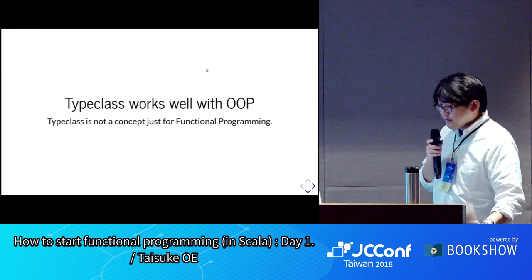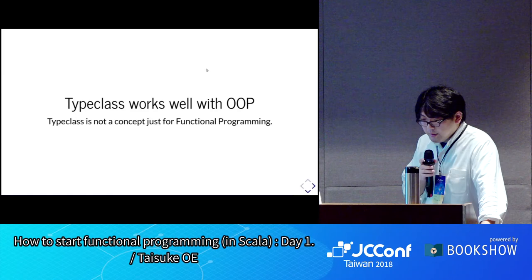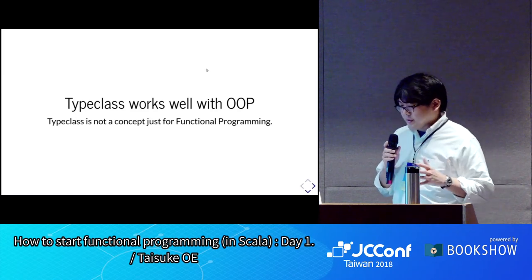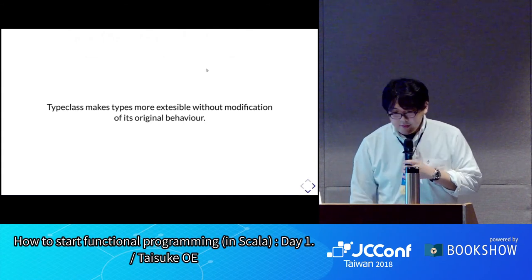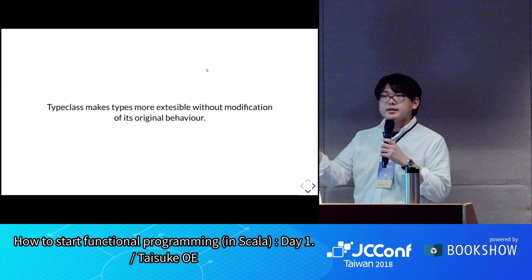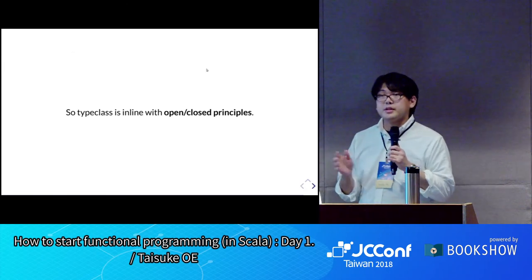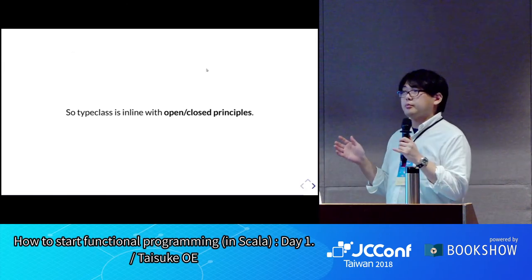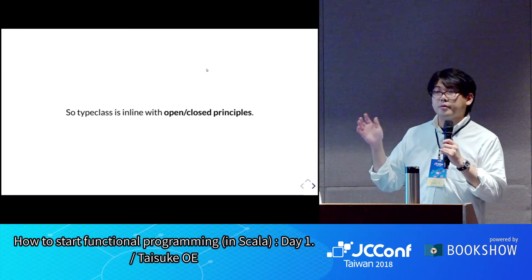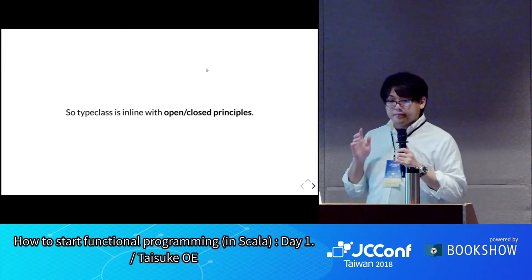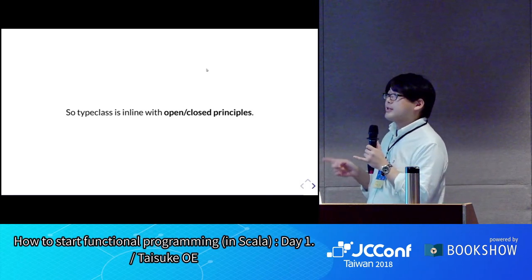So type classes work well with object-oriented programming, because it's really going in the same direction as object-oriented programming. Because type classes make the type more extensible, that is really in line with the open-closed principle that is really popular in object-oriented programming. It is open for extension and closed for modification. So it can be extensible without modification.